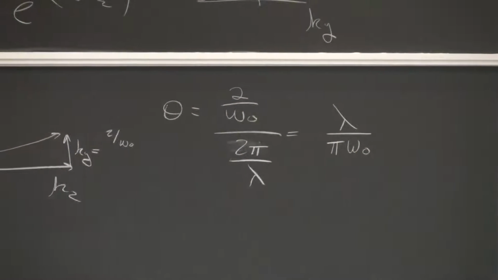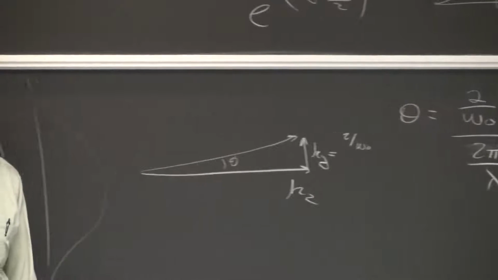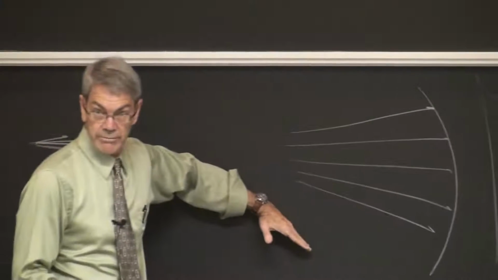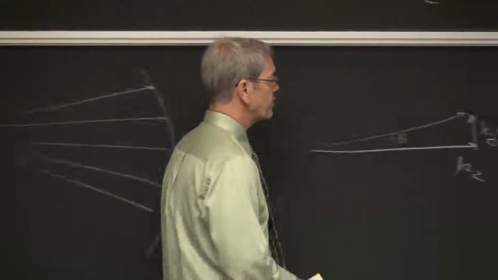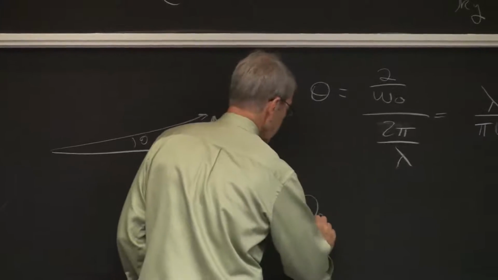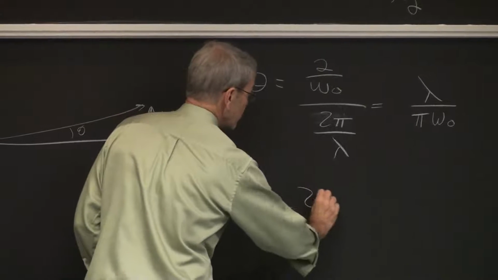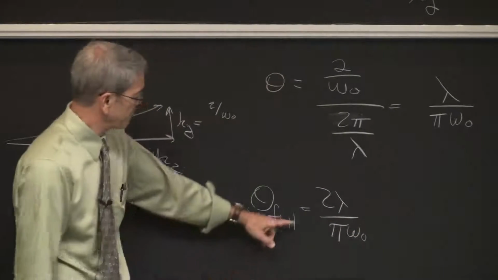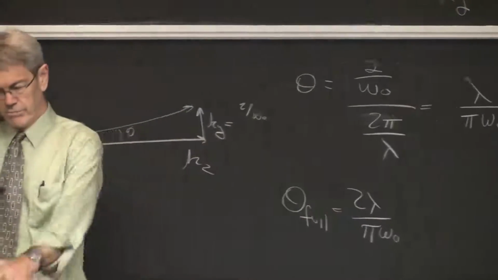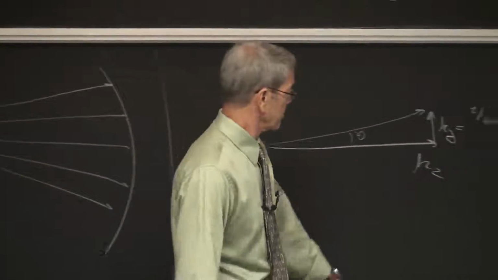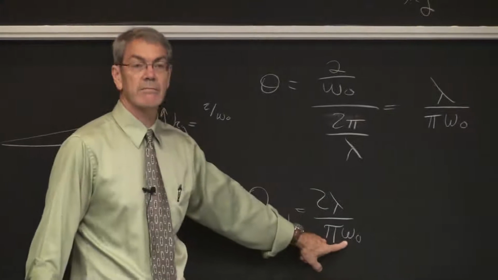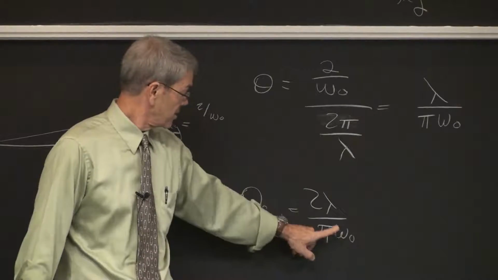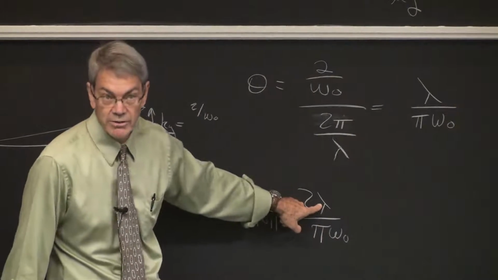So that is the angle here at which that diffracts. And of course, that's just the top half of the beam. It also diffracts downwardly. So the full diffraction angle, theta full, is 2 lambda over pi omega naught. So long wavelength, the beam spreads a lot. Big beam, the beam doesn't spread so much. So the bigger the beam, the less the diffraction. The shorter the wavelength, the less the diffraction.